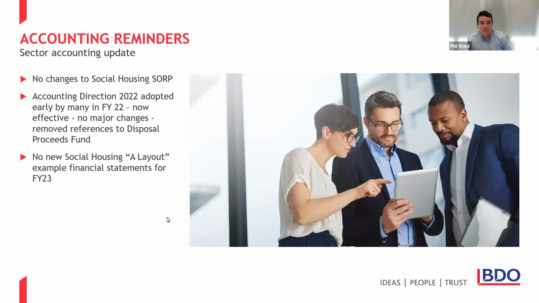Thank you. So yeah, just talking about sector accounting updates very briefly, the positive point here really is there's very little change year on year that we need to be mindful of. No changes in terms of the housing sort. The accounting direction for 2022 was adopted by the majority of our audited entities in FY22. Clearly, the main change there was the removal of disposal proceeds funds. So where that's already been adopted, we wouldn't expect to have seen those in the prior year.